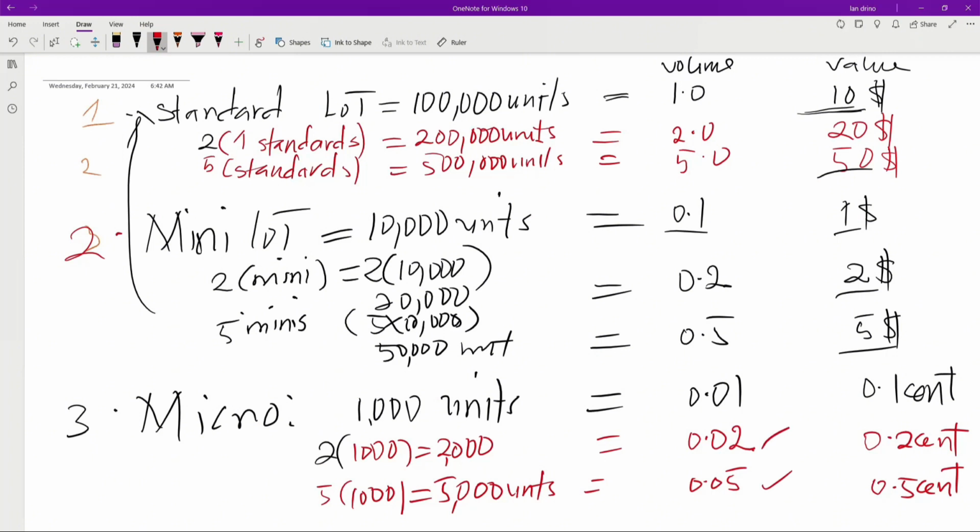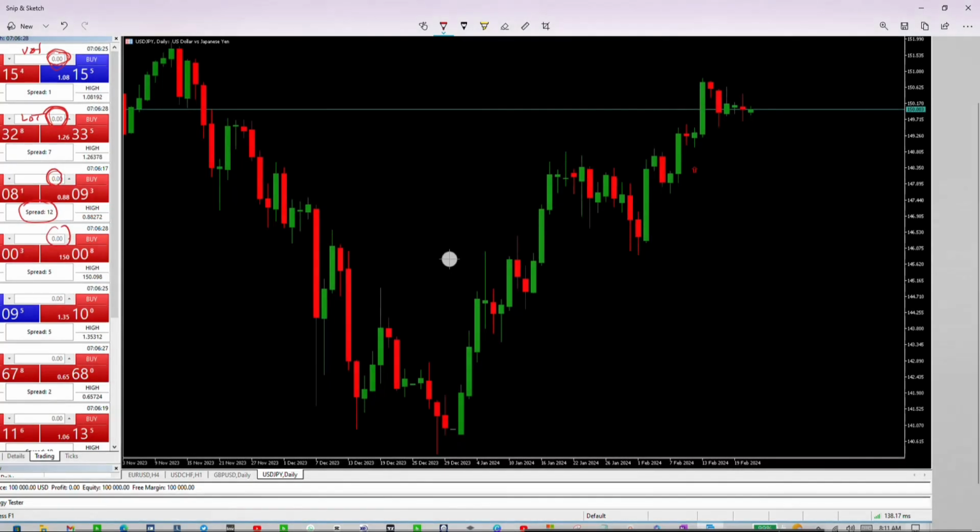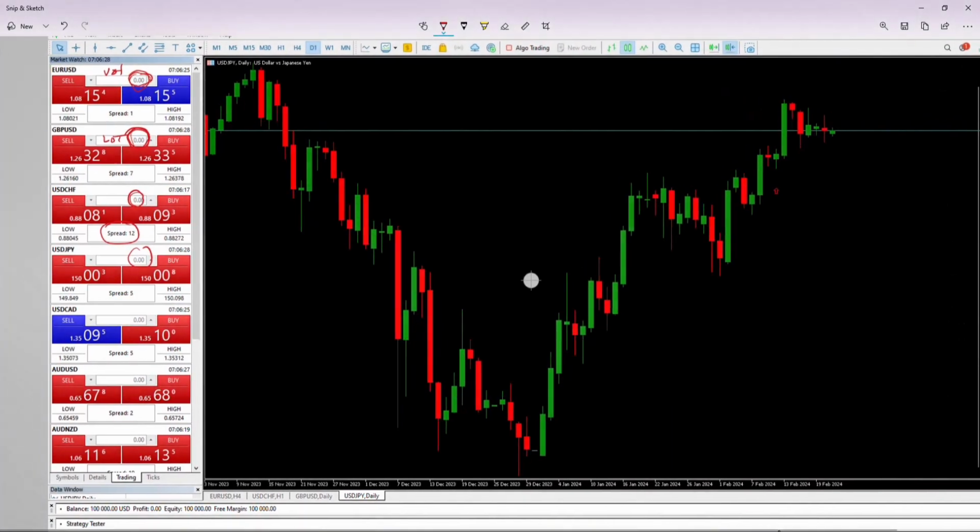Summarily, this is what happens in the market when you are trading lots. You have the standard, you have the mini, you have the micro. The standard lot, which is the largest, is 10 times larger than the mini. The mini is 10 times larger than the micro, and the micro is 10 times larger than the nano, but we really don't trade the nano lot in the foreign exchange market. So when we start trading, we are going to learn how you can use all of this, how you can adjust your volume in the market.